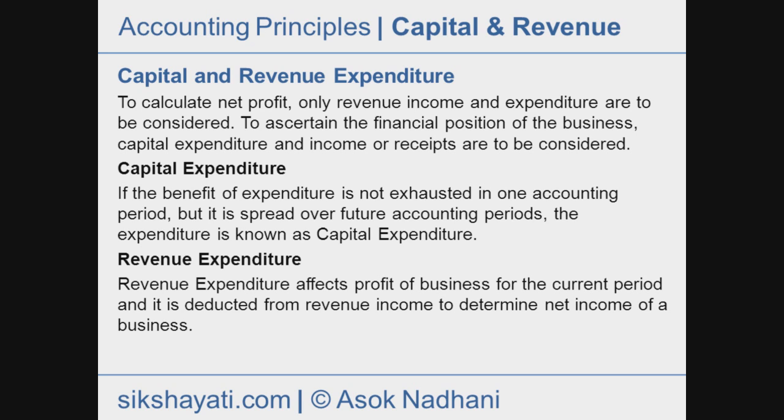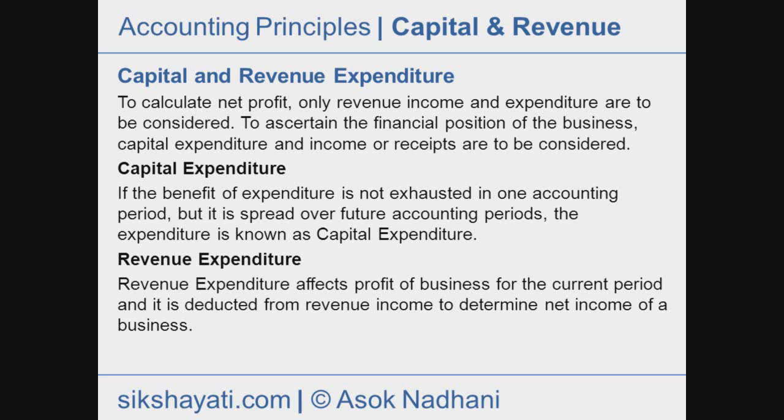Extension of asset. Expenditure incurred to extend capacity of business, for example a new room is constructed to increase the capacity of a business. Revenue expenditure. Revenue expenditure affects profit of business for the current period and it is deducted from revenue income to determine net income of a business.